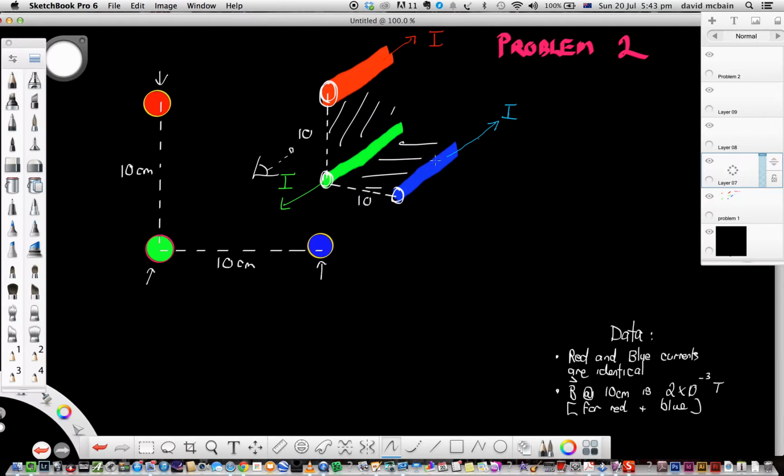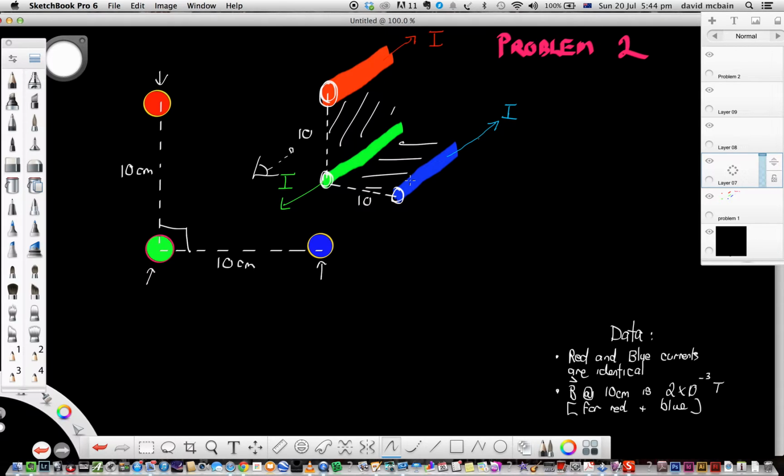Now a couple of things to note: the distance from the green cable to the red cable, this distance here, is the same as the distance from the green cable to the blue cable. The other thing to note is that it forms a right angle triangle.